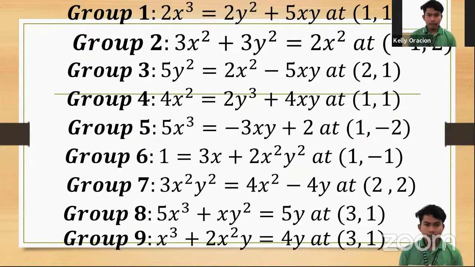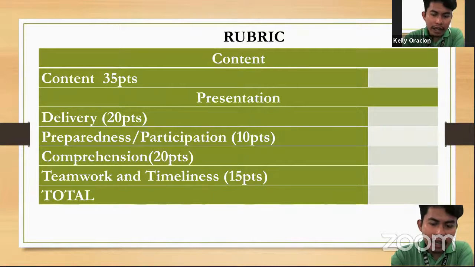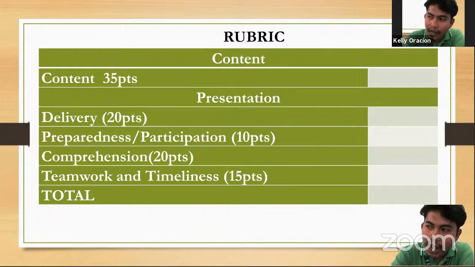Okay. The rubrics we have here: the content is worth 35 points, delivery of the presentation 20 points, preparedness and participation 10 points, comprehension 20 points, and teamwork and timeliness 15 points, a total of 100 points. So this PT is worth 100 points.